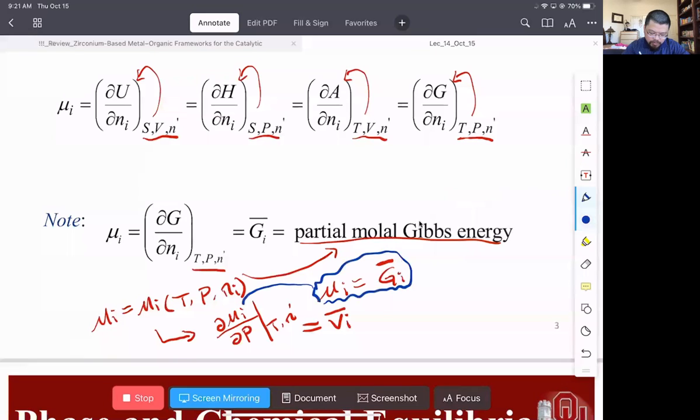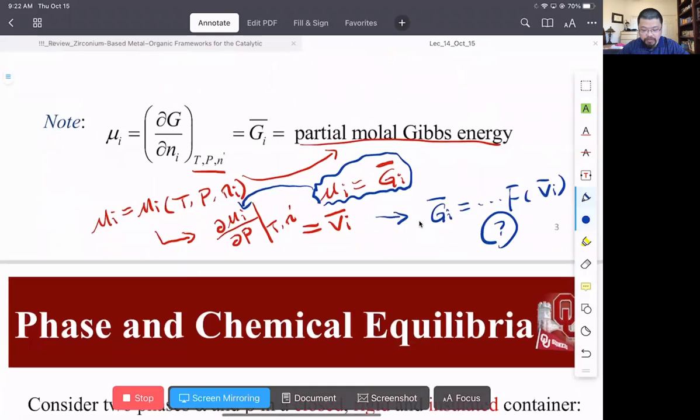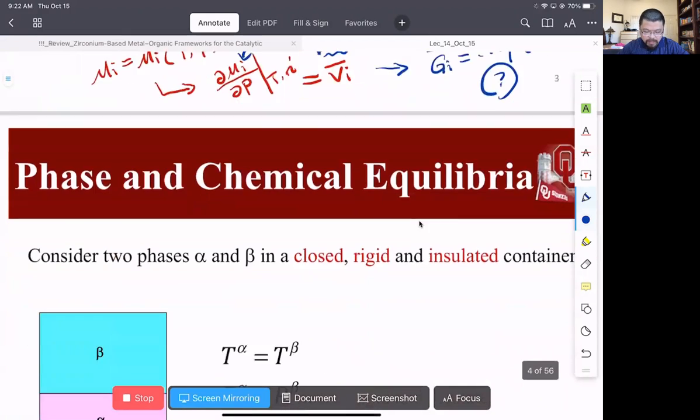So I hope you see some potential math manipulation that now we have this equation. We might want to replace this chemical potential by partial molar Gibbs energy. So somehow we are going to have the equation of partial molar Gibbs energy correlated as a function of the partial molar volume at some point. Okay, we will come back on this equation later. But that is the trend that we shall be expecting.